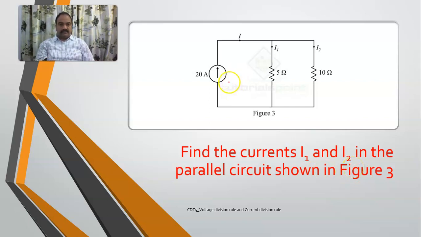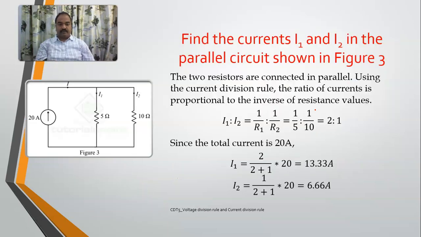So this is a simple circuit. If you carefully see, there is a current source of 20 amperes, and this current I, which is equal to 20 amperes, is flowing into this path and also into this path, I1 and I2. Path 1 has a 5 ohm resistor, and path 2 has a 10 ohm resistor. And if you carefully see, both are in parallel. Am I clear? See, this is the circuit.